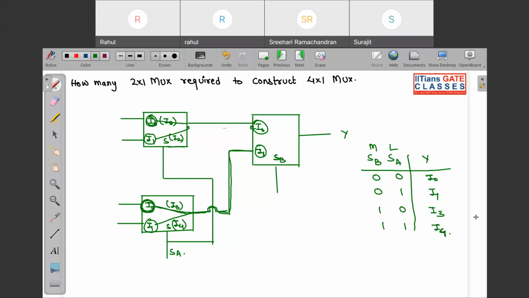So remember always, the selection line of the mux that controls the maximum number of mux is your MSB. So look over here, this mux is controlling all the two mux. So that is why this mux is MSB and these two are LSB. Okay, this selection line is LSB. So here you can see for constructing a 4 cross 1 mux using 2 cross 1 mux, we required 3.